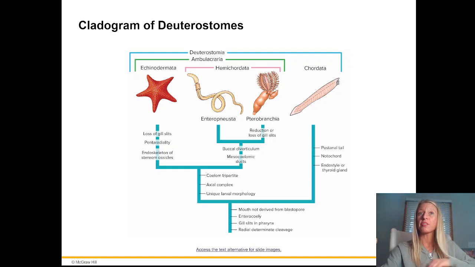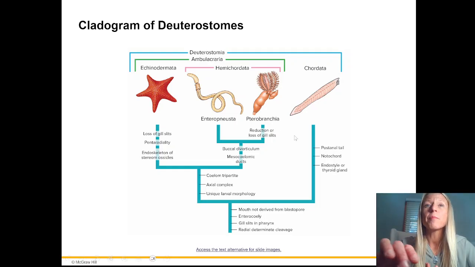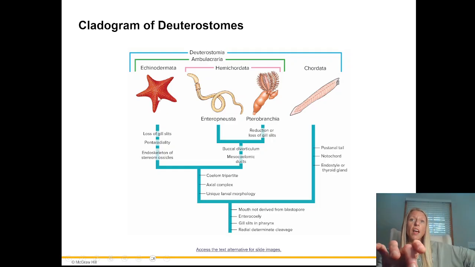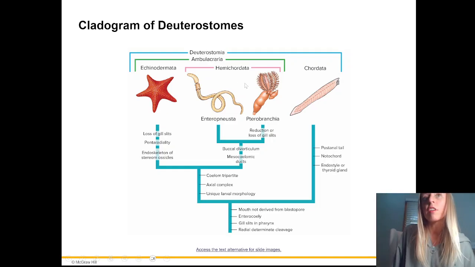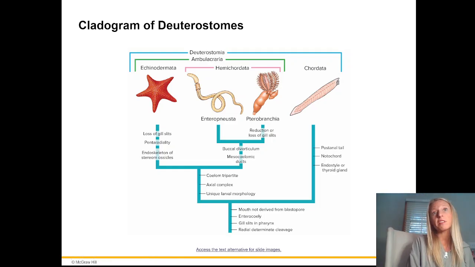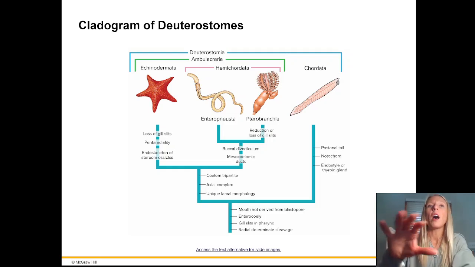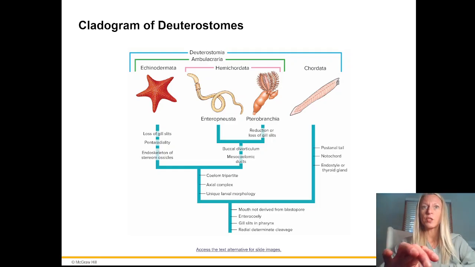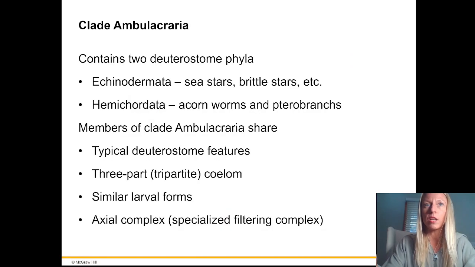These are our deuterostomes, which means second mouth. The mouth forms second, the anus forms first. So the Echinodermata, the Hemichordata, and the Chordata make up the deuterostomes. Everybody else previously was a protostome, meaning their mouth formed first. Excuse me. So let's talk about these guys.